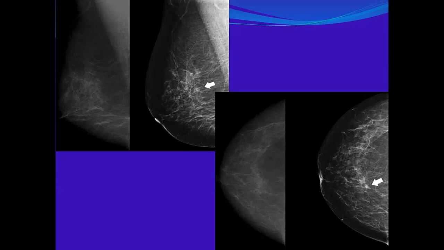But for developing asymmetry, the only asymmetry without other associated features, you should not just say you are going to follow it. No follow up. You have to clarify. You have to make sure whether this is a real lesion or not.